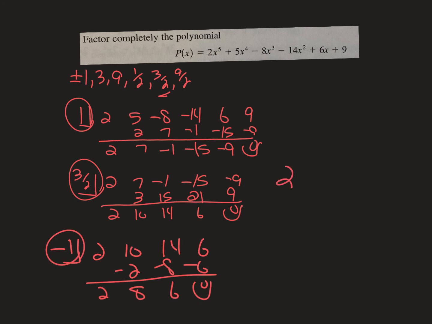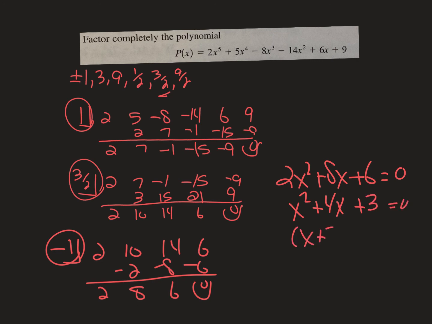Once I get it down to that, 2x squared plus 8x plus 6, I'm going to try to factor that. So first thing I'm going to do is divide everything by 2, make it a little easier for myself, like that. And if I factor that, I get x plus 3. Now remember, all I'm trying to do is factor this, x plus 3, x plus 1.